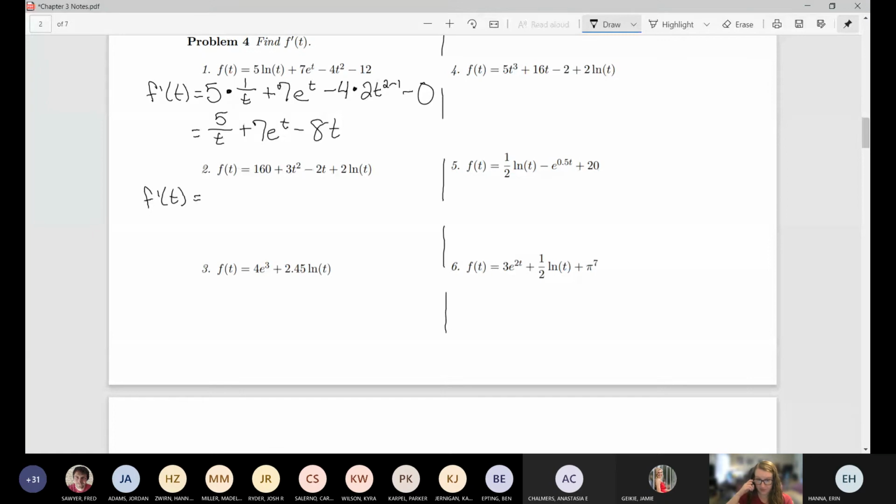So derivative of this one, we need the derivative of 160. There's no variable attached to it. It's not multiplied by anything with a variable in it, so that's just a constant, so its derivative is 0. Plus the derivative of 3t squared. 3 comes along for the ride. Bring the power down, subtract 1 from the power for the derivative of t squared. Subtract the derivative of 2t, which is just 2.